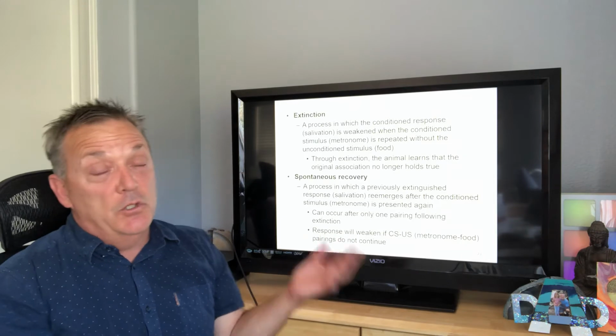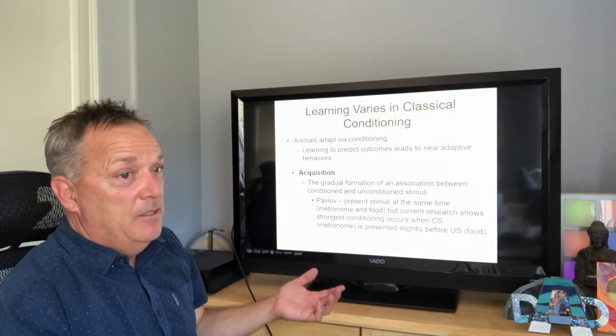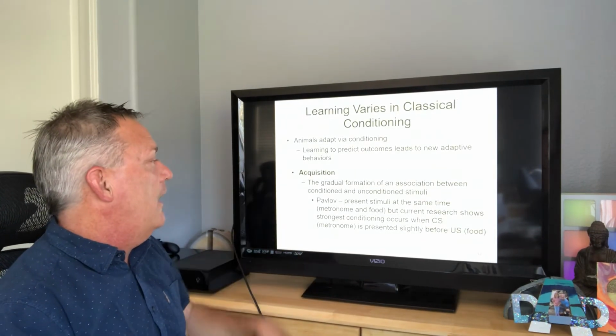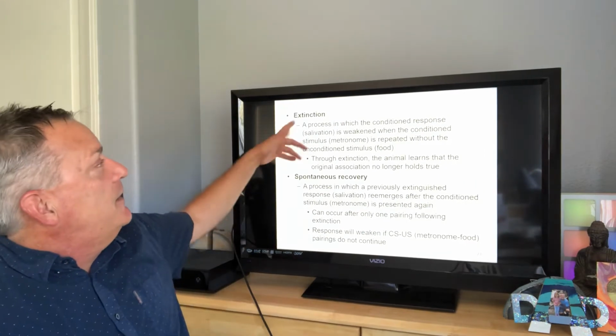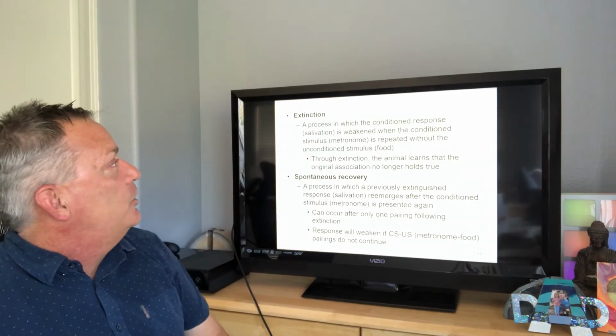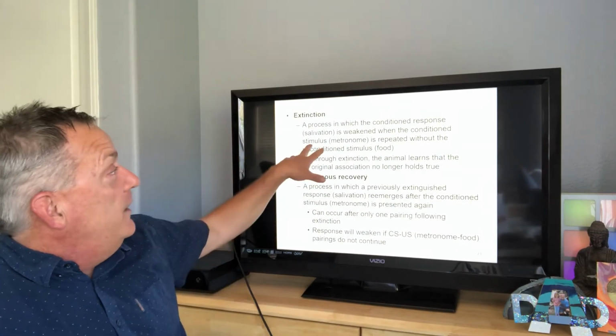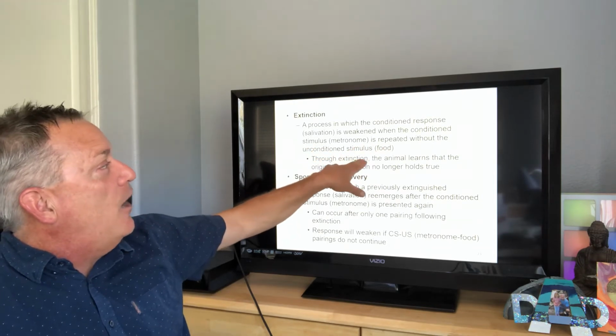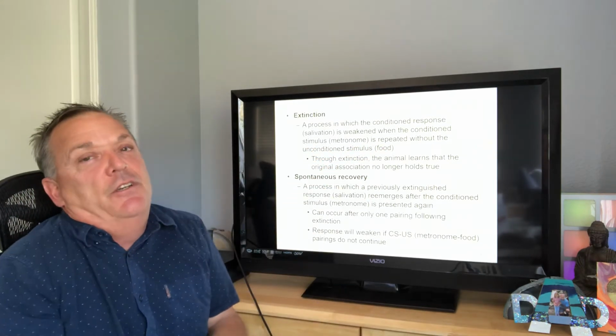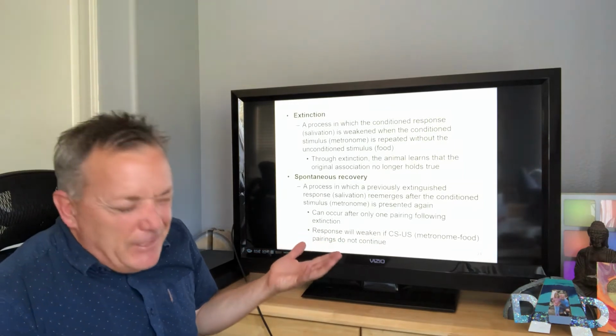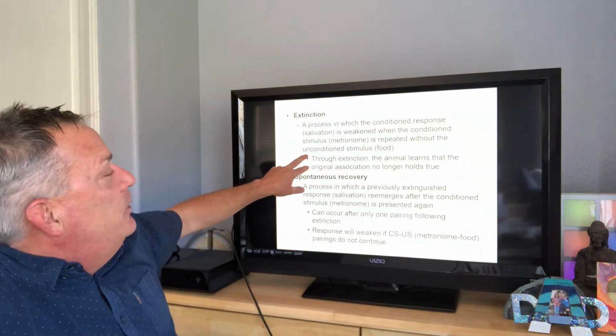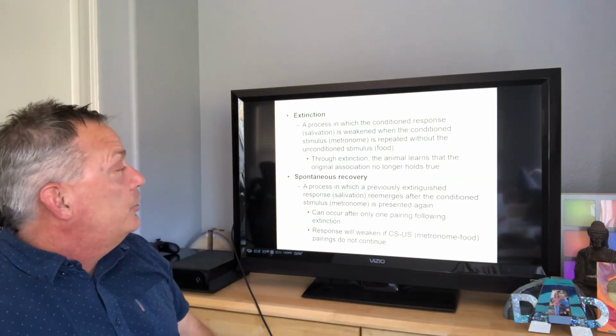So you can learn a behavior, you can acquire it, acquisition, and you can extinguish it, a process in which the conditioned response, salivation, is weakened when the conditioned stimulus, the metronome, is repeated without the food. Okay, so they learn no food, no salivation anymore, right? Through extinction, the animal learns the original association no longer holds true.